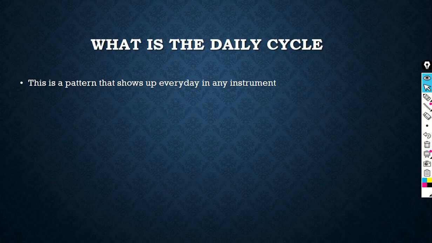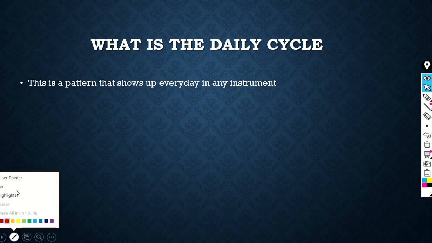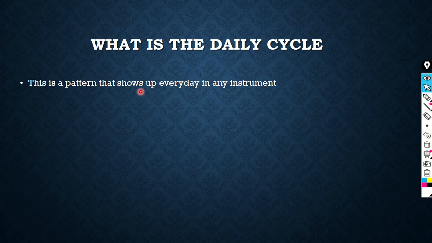So what is the daily cycle? The daily cycle is a pattern that shows up every day in any instrument, like I said before. So it does not matter whether I trade gold, or what, you are going to see the pattern. So I'm going to break down the pattern for you, which is the daily cycle.